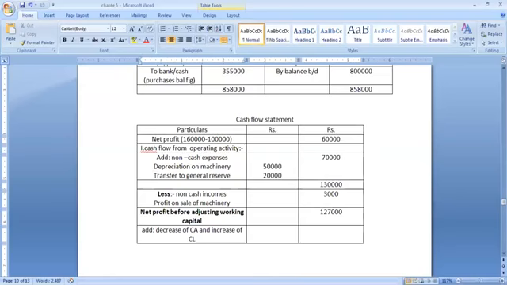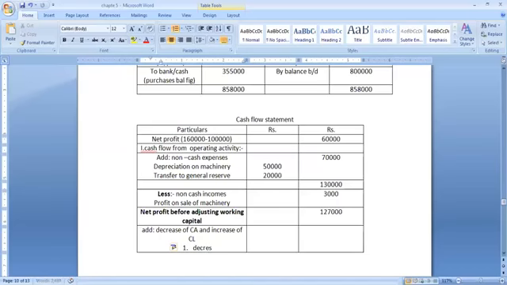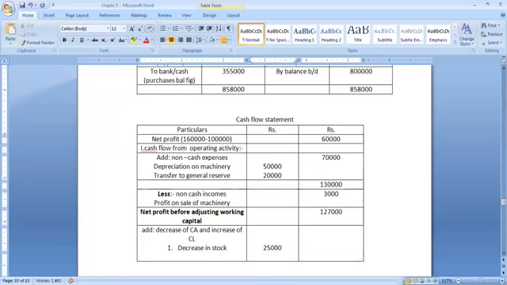Okay. Now, what is the decrease value? The first one is decrease in stock. So what is the decrease in stock you got? It is 25,000.